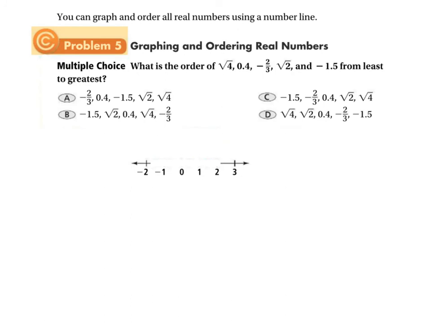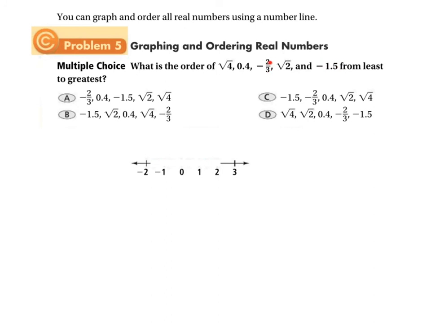All right, so one thing that we can do is graph and order real numbers on a number line. And the problem that they're asking us to do here is, what's the order of these numbers: square root of 4, 0.4, negative 2/3, square root of 2, and negative 1.5, from least to greatest. So how can we do this? Well, one thing that I know straight off the bat is that negative numbers are always smaller than positive numbers. So these two right here, negative 2/3 and negative 1.5, are going to be the lowest ones, right?